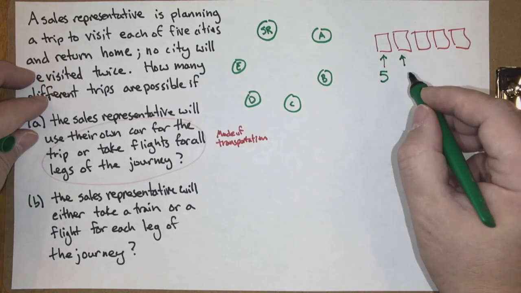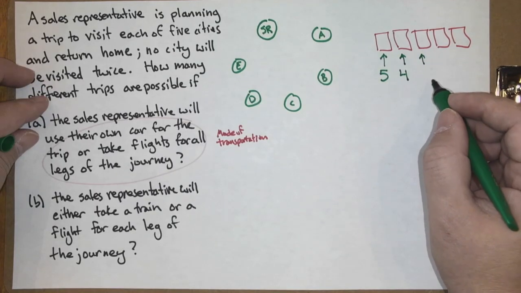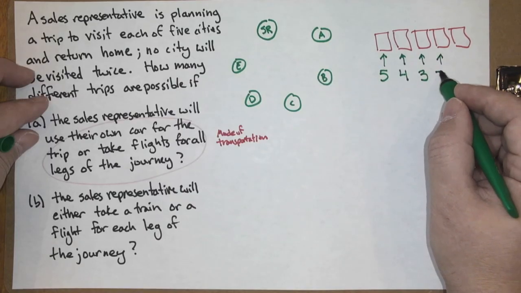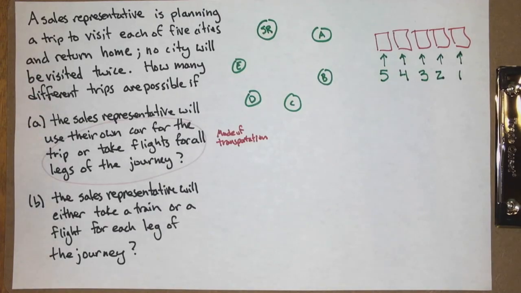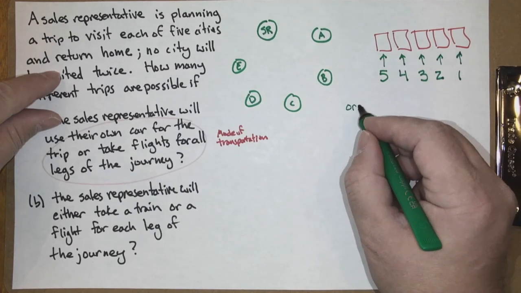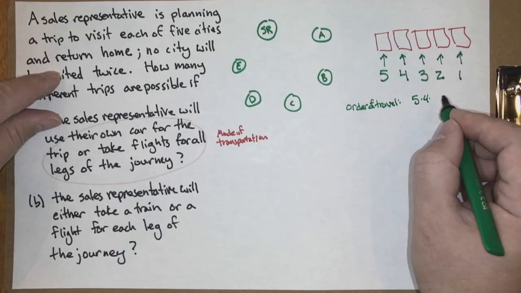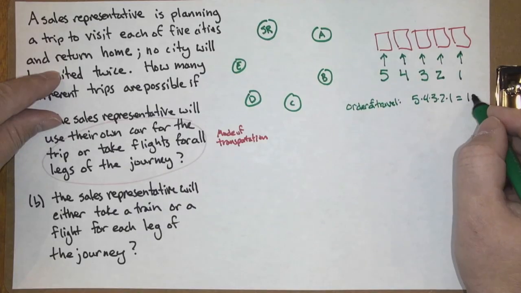4. What about for the third city? 3. For the fourth city? 2. And for the last city, there's no choices at all. We just have to go with whichever city we didn't pick. All right, so what do we do with these numbers 5, 4, 3, 2, 1? Multiply. Okay, so the order of travel, that's going to give us 5 times 4 times 3 times 2 times 1. We'll talk about what these kinds of numbers are in just a minute. That turns out to be 120.